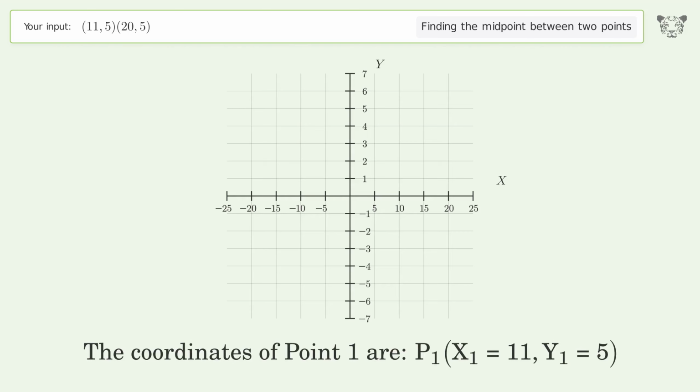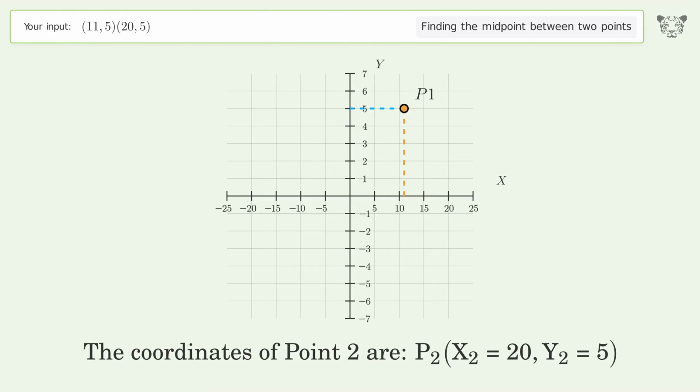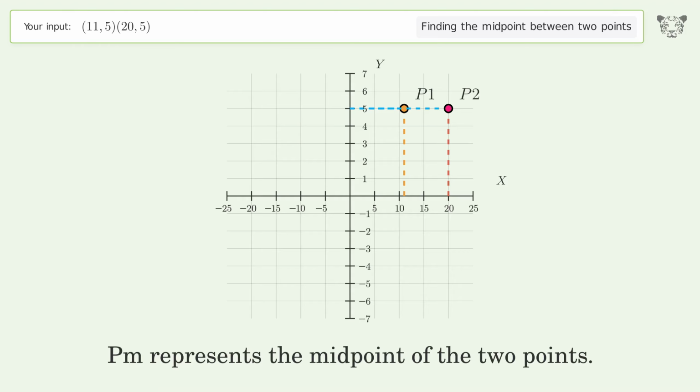The coordinates of point 1 are, x1 equals 11, y1 equals 5. The coordinates of point 2 are, x2 equals 20, y2 equals 5. PM represents the midpoint of the 2 points.